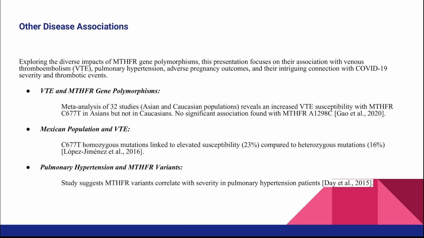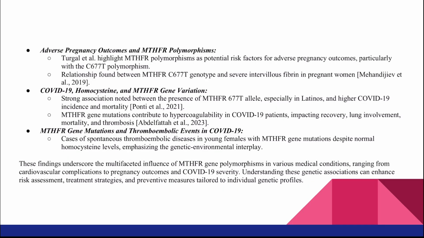Moving along, various other disease associations could be seen. For example, in the case of venous thromboembolism, it showed an increased susceptibility in Asians and again not in Caucasians. And for another genotype, for example A1298C, there was no significant association noted. Similarly, for pulmonary hypertension, the severity was correlated with increased severity of the pulmonary hypertension in patients who had such mutations in MTHFR polymorphisms.